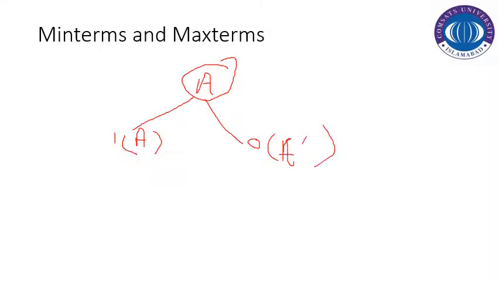So any variable can have a true form. This is the true form, and can have a complemented form. So if we see a 0 in an expression, we can replace that 0 with a prime. And if we see 1 in an expression and that expression belongs to the variable a, we can represent it with a.